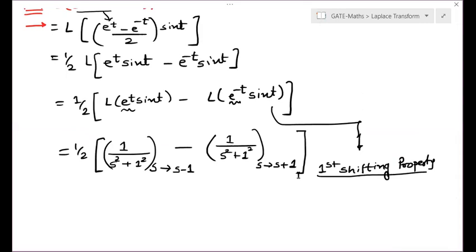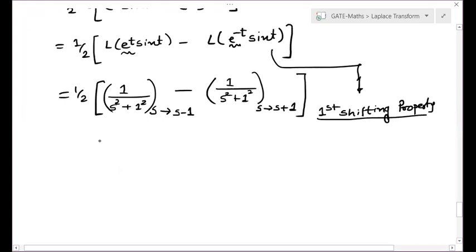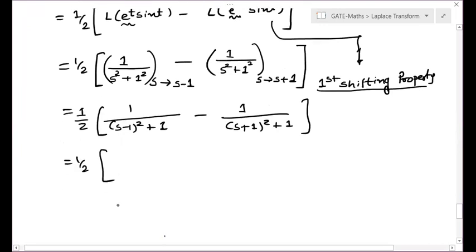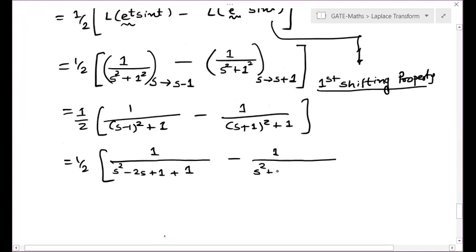Yes, great. Now see, so this will become 1/2 into 1 upon s minus 1 whole square plus 1, minus 1 upon s plus 1 whole square plus 1, because 1 square is 1 only. So if I simplify it further, s minus 1 whole square is s square minus 2s plus 1, using a square minus 2ab plus b square, plus 1 here as it is, minus 1 upon s plus 1 whole square, so it is s square plus 2s plus 1 plus 1.